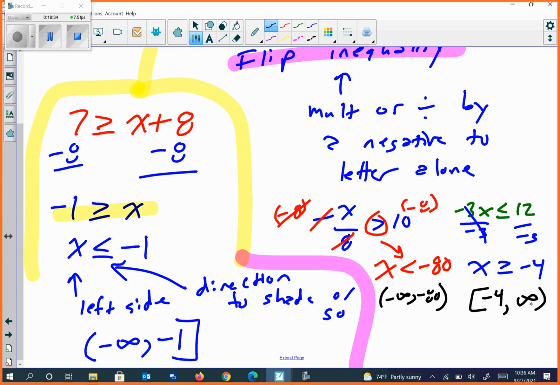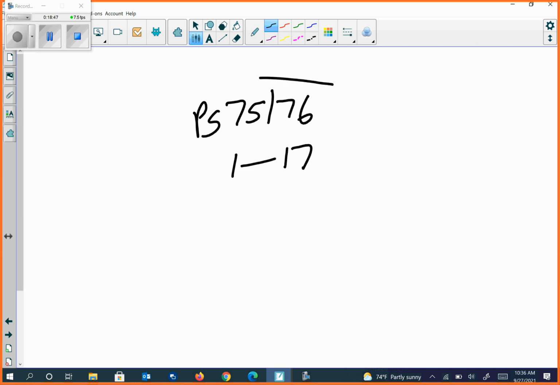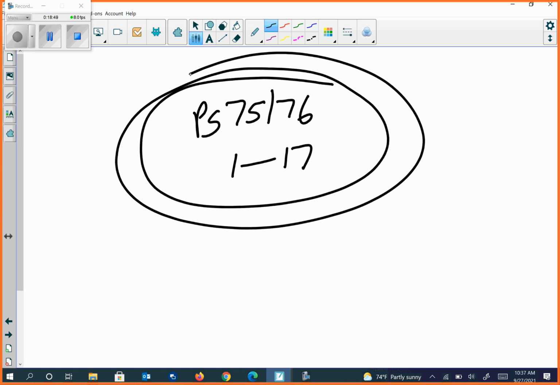All right, so I want to give you guys the opportunity to work on this. If you don't have your book, you can come take a picture of my page. But we're going to work on page 75, 76, and we're going to do 1 through 17. And you have the rest of the period to work on it. Ask me if you need help. If you need a picture of my page, come get a picture.